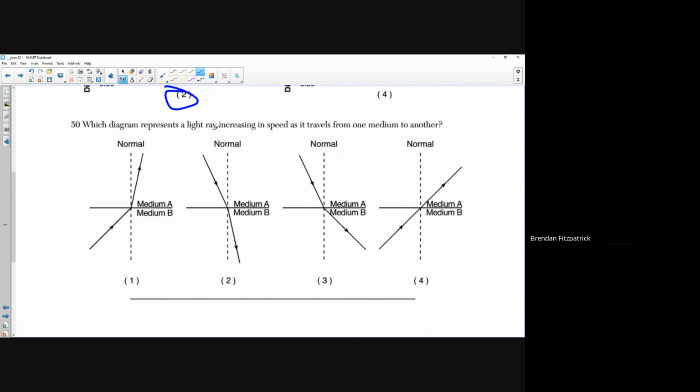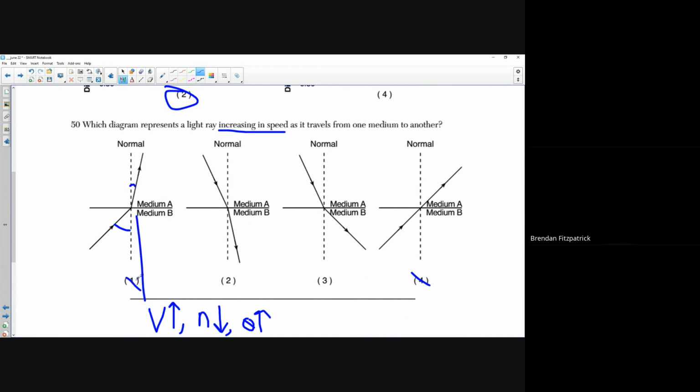Which diagram represents a light wave increasing in speed? So if the speed goes up, it's because the index is going down, which means the angle is going to be increasing. So I need something going, it doesn't matter if it's going from A to B or B to A, but what matters is the angle of refraction needs to get bigger.